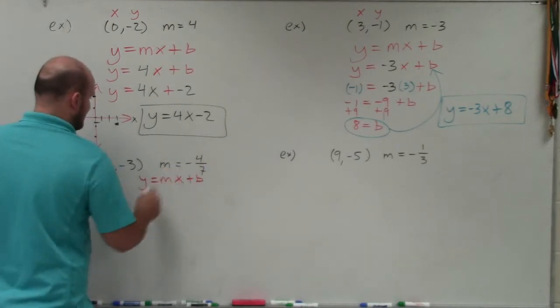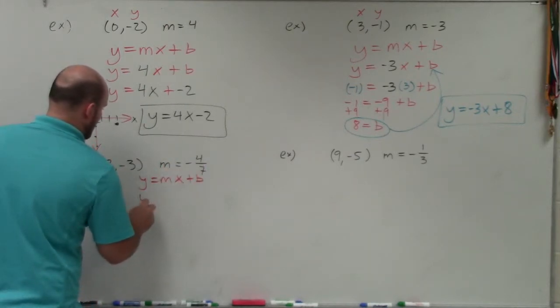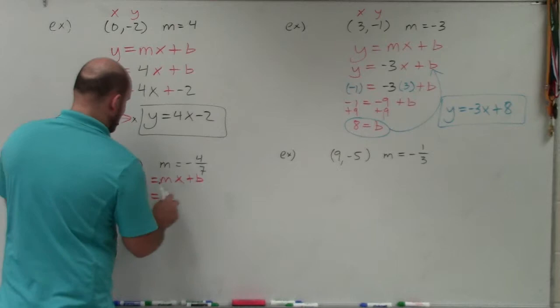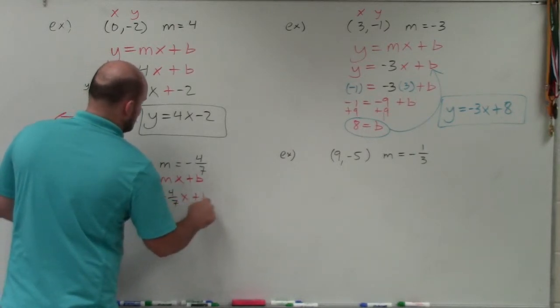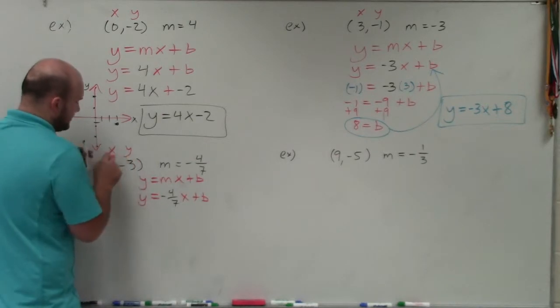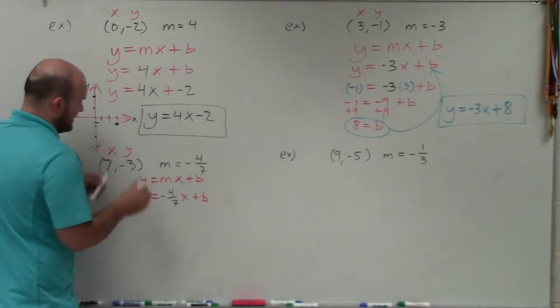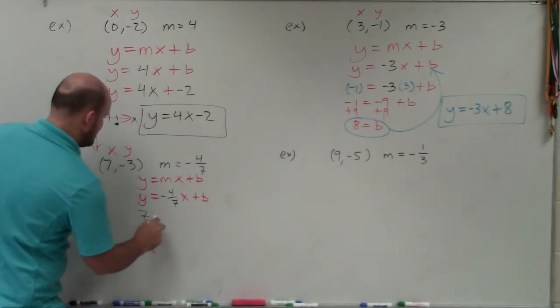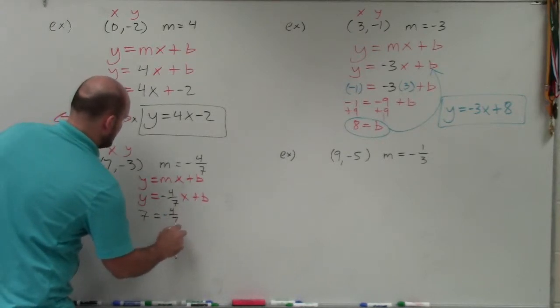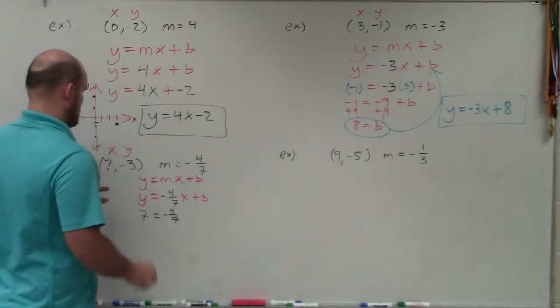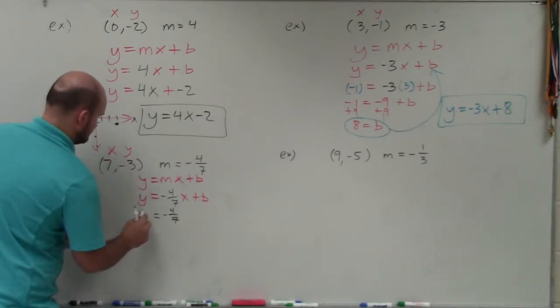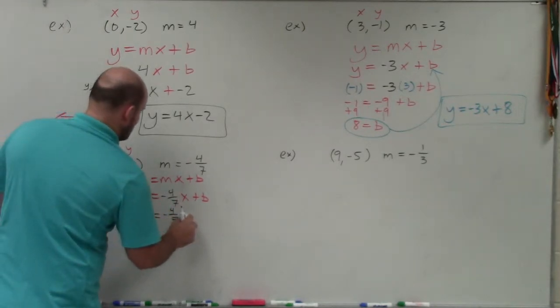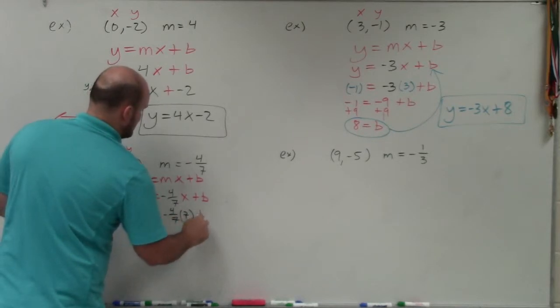In this case, we have our m is -4/7. So I do -4/7 x plus b. Then I'm now going to plug in 7 in for x and -3 in for y. So I do -3 equals -4/7 times 7, and then plus b. Oops, that's supposed to be y. -3 in for y, right?